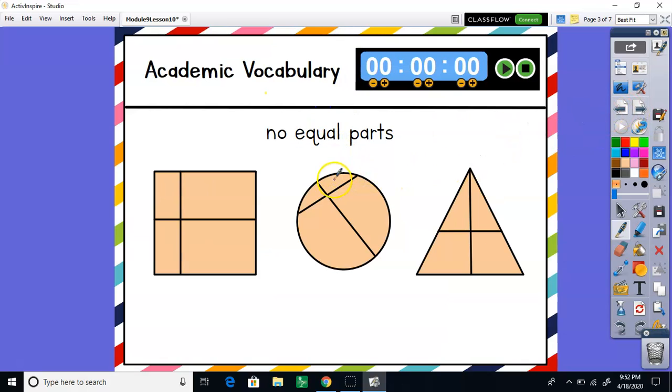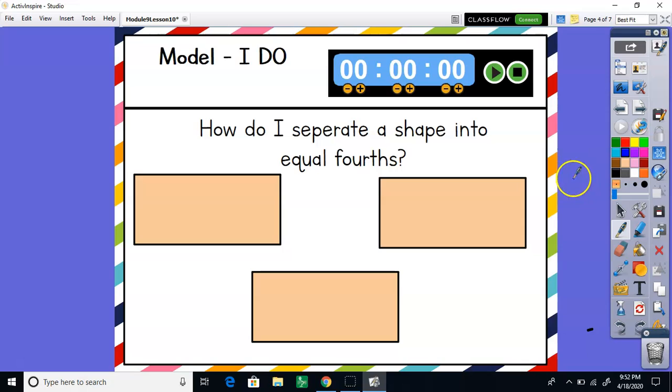You can also divide shapes into 4 parts, but if all the parts are not the same size, then they are not equal or they have no equal parts. So if I was to take a pair of scissors and cut this triangle down these lines, these parts of the triangle would not be the same size. So these are not equal parts. So when you're partitioning your shapes today, just be really careful and take your time and make sure that you are partitioning the shapes the same size.